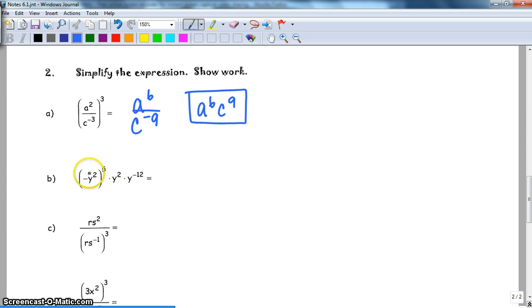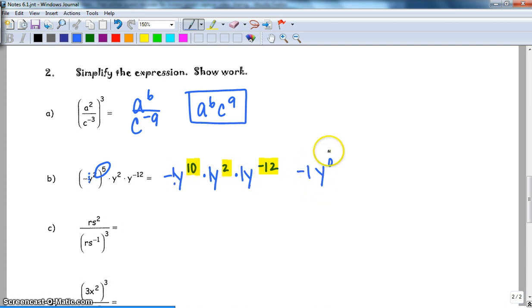Negative y squared. This is just the same as saying negative 1 raised to the 5th power, so that is negative y to the 10th. And then you have all these other y's. All of these have the same base and they are multiplying, so we will add our exponents. 10 plus 2 minus 12, that's actually just 0. And this is like saying negative 1 times 1 times 1 is negative 1. But y to the 0 power is just 1 in itself. So negative 1 is your answer.